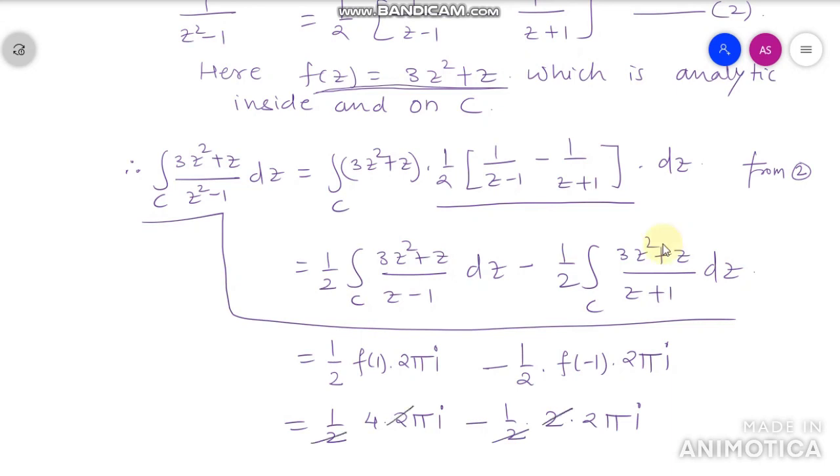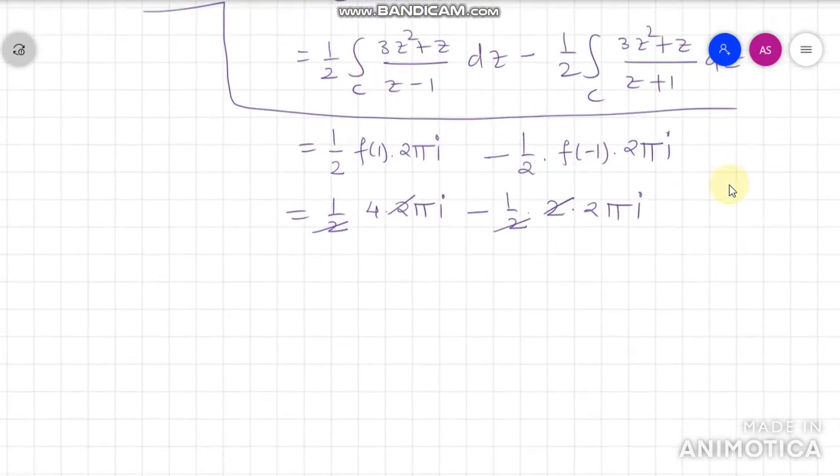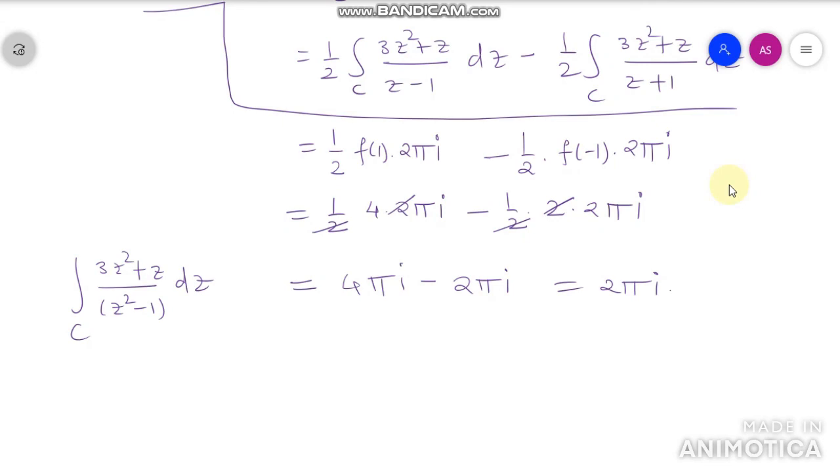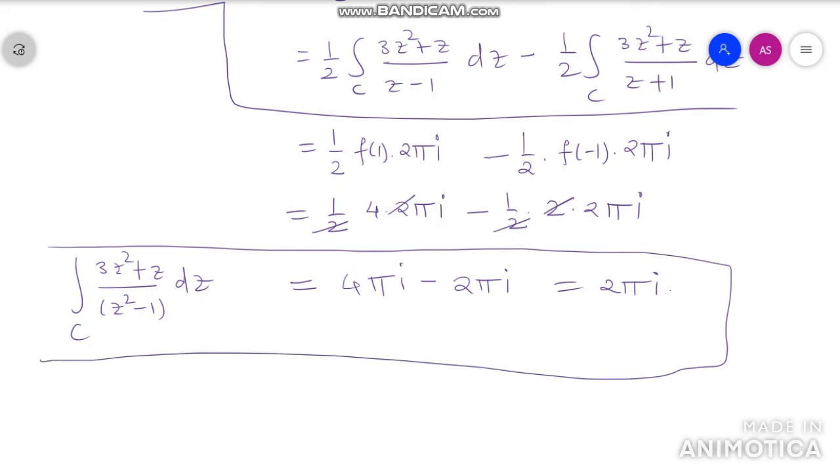Hence this will be equal to 4 pi i minus 2 pi i. That is 2 pi i. Hence the value of integral over c of 3z square plus z divided by z square minus 1 dz is equal to 2 pi i. Is it? Okay.